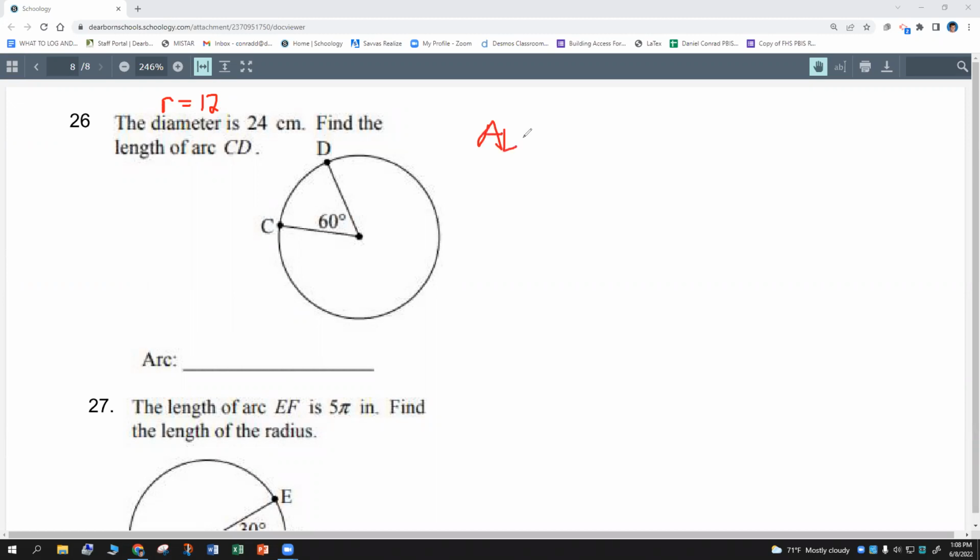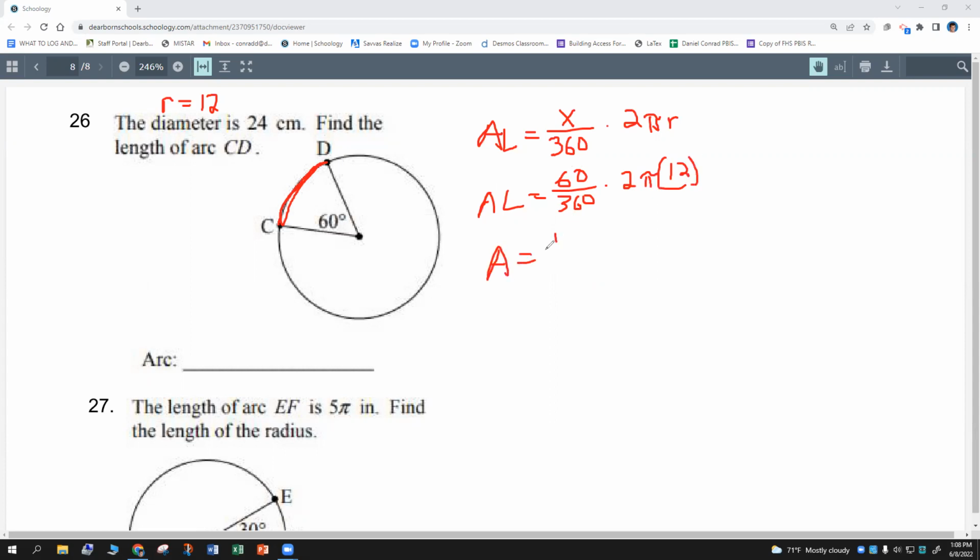So arc length equals x over 360 times 2 pi r. So we're solving for the arc length. We know our angle measure, central angle 60. That means the measure of that arc is 60. So that's 60 over 360 times 2 times pi, and the radius we said was 12.